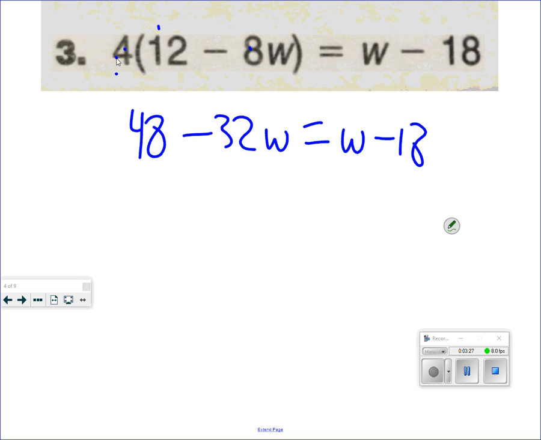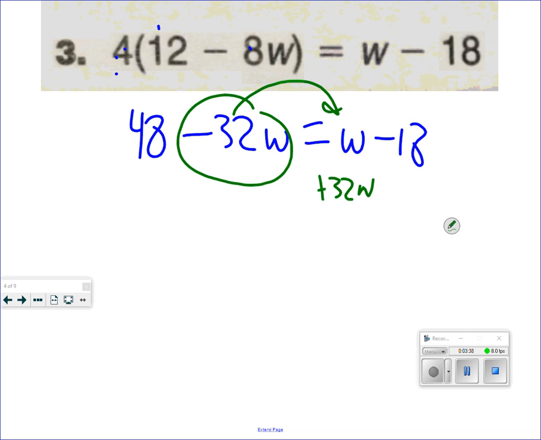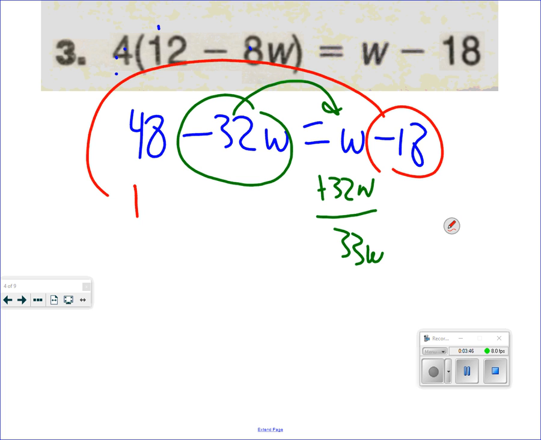Okay. I'm going to break this apart here. I'm going to bring this negative 32w over to the right. So I'm going to be adding 32w over here. So that means I have a 33w on this side. And now I'm going to be bringing this negative 18 to the other side, which means I'm going to be adding 18 to 48.